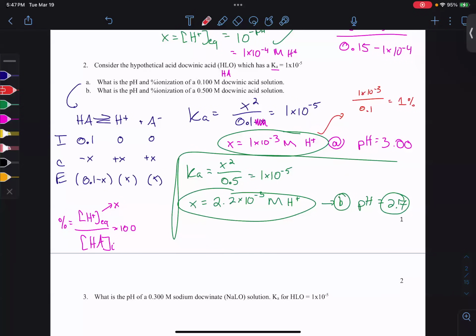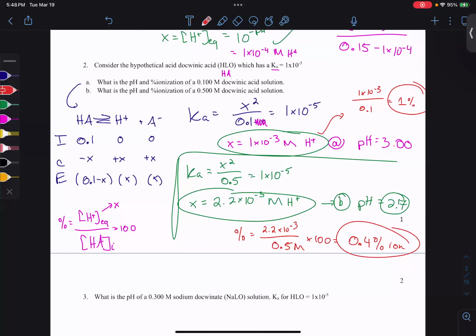All right, versus we do the same thing for B, the more concentrated one. Percent ionization is that 2.2 number that we got, divided by the initial concentration, 0.5 molarity, times 100, and we get that the more concentrated one is actually only 0.4% ionized. So what do we see here? Solutions are more ionized at what conditions? When they are high concentrations or low concentrations?